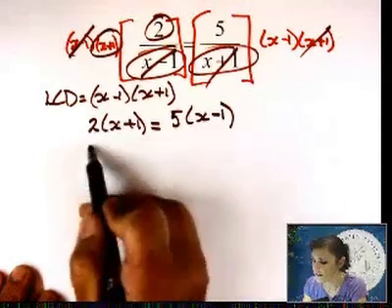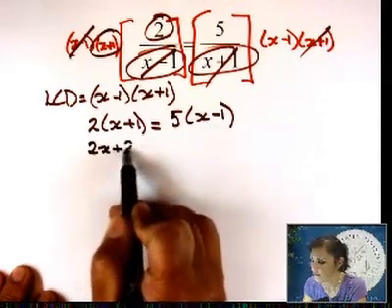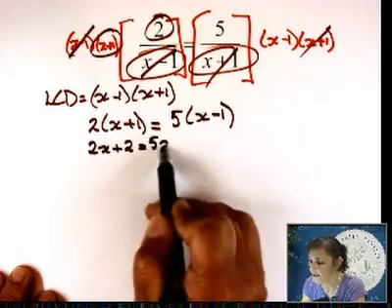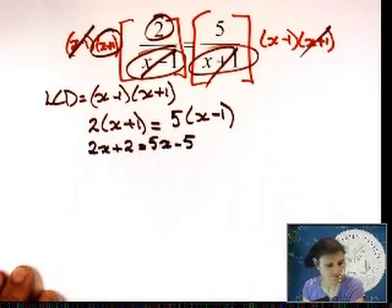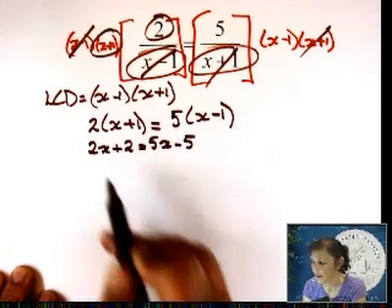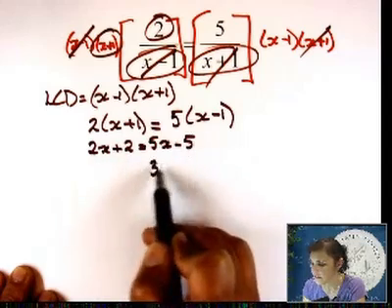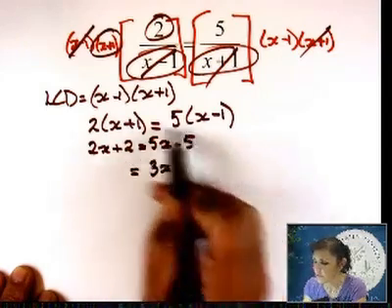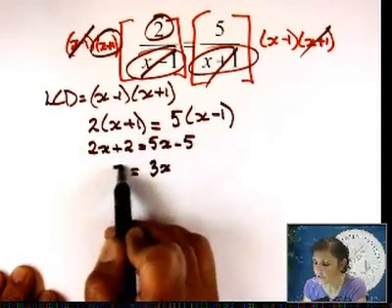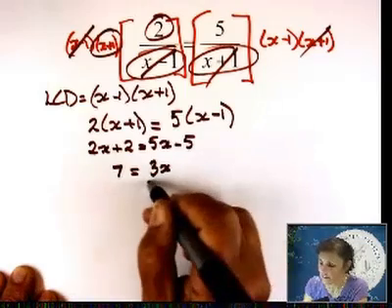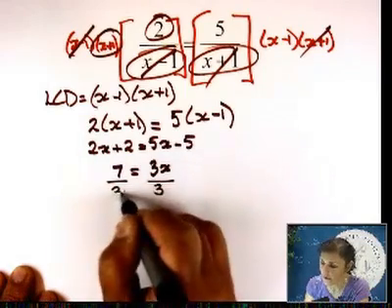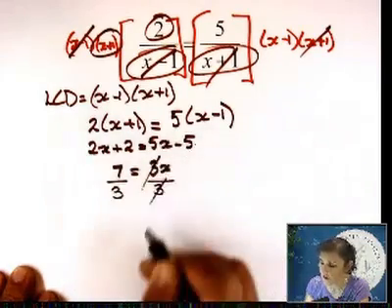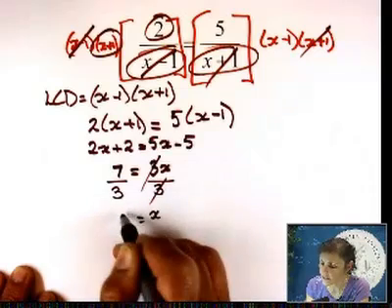Now, let's work these in. 2x plus 2 equals 5x minus 5. Very good. Now, let's move that 2x here. Let's move that negative 5 over here. Then I divide both sides by 3. I'll have x equals 7/3.